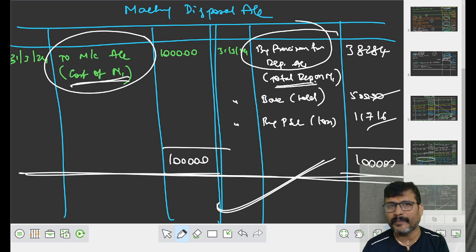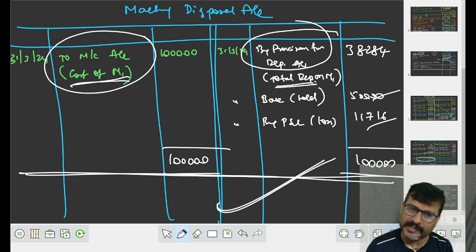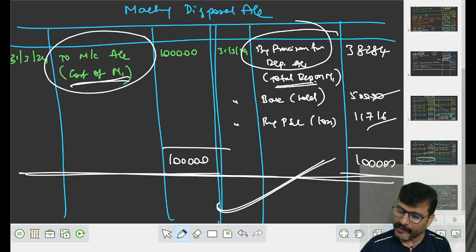Please learn this problem. Please practice it. I am going to solve nearly 2 to 3 problems of this type. Please go through it. Okay. Thank you. Take care.